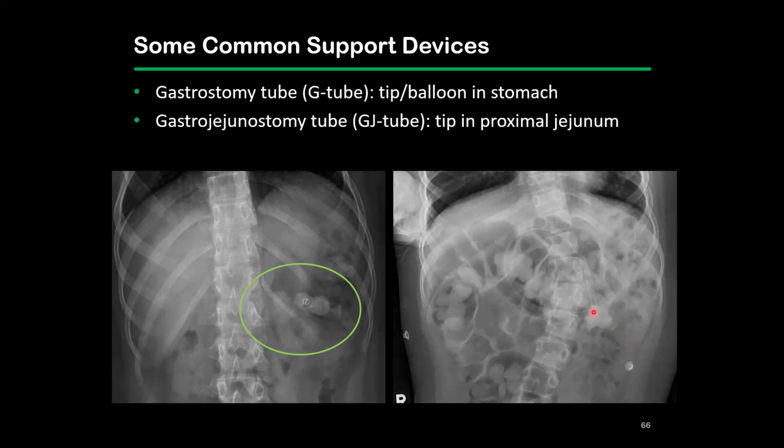And so you'll see a hub, and usually it's a much longer tube, but it still follows the course of the stomach and the duodenum. As we can see, I tried to make a little line, but the tip should be somewhere in the proximal jejunum. So this is an appropriate course. Sometimes the gastrojejunostomy tubes can back up into the stomach, which would not be good.